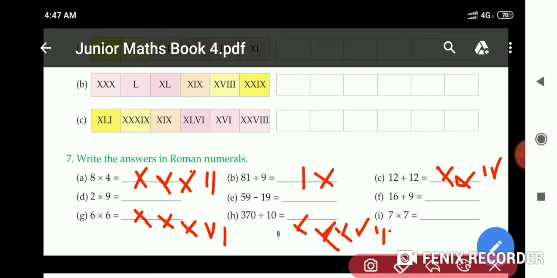Okay? So by this, your chapter 2 is completed, and next time we will start the next chapter. Okay?